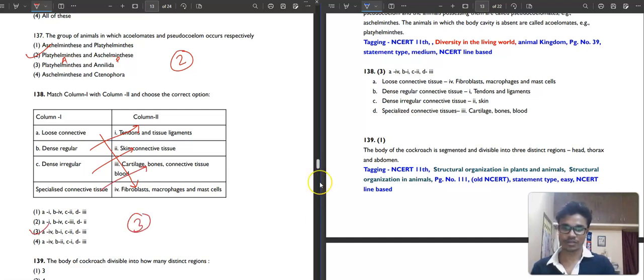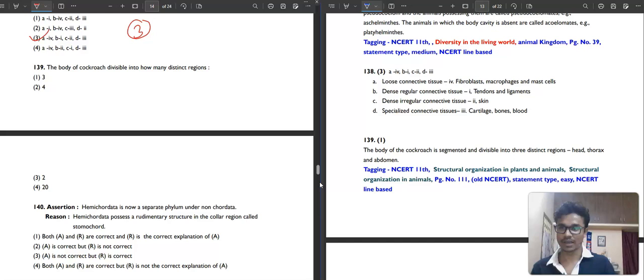Then moving to the next question, question number 139. The body of cockroach is divisible into how many distinct regions? The body of cockroach is segmented and divisible into 3 distinct regions, which are head, thorax and abdomen. So the first option is your correct answer.